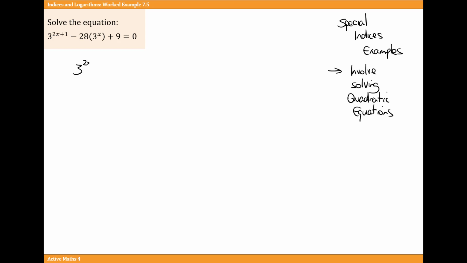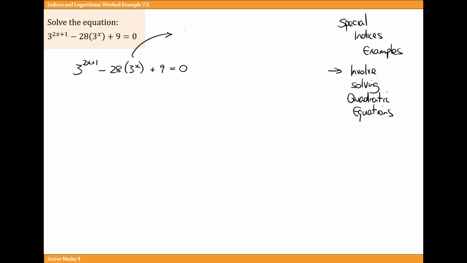So we have 3 to the power of 2x plus 1, minus 28 bracket 3 to the power of x, plus 9 equals 0. Some people might look at this and think it resembles a quadratic. We have a term here with the 2 in the power, another term in the middle that has x's in it, and then a term at the end that has no x's. So some people might say it closely resembles a quadratic, even though it's not quite a quadratic yet. I'm going to do something that isn't immediately obvious as to why, but it will become obvious as we go through the question.